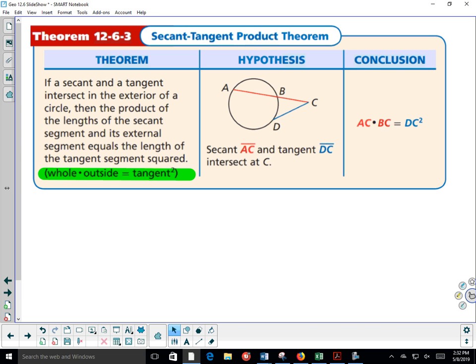So that means that AC, which is the whole, times the external piece, which is BC, whole times outside, is going to be equal to the tangent segment squared, right? Let's put this one into place. Are we good to go on? Hold on.